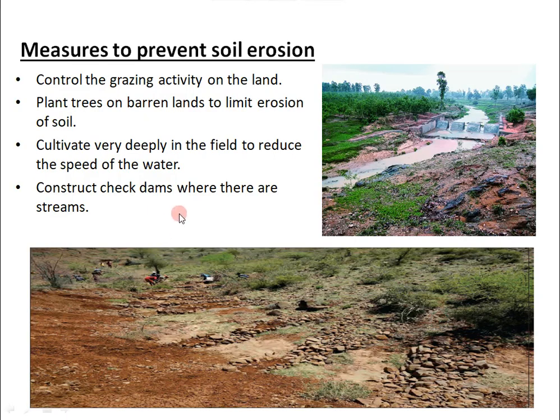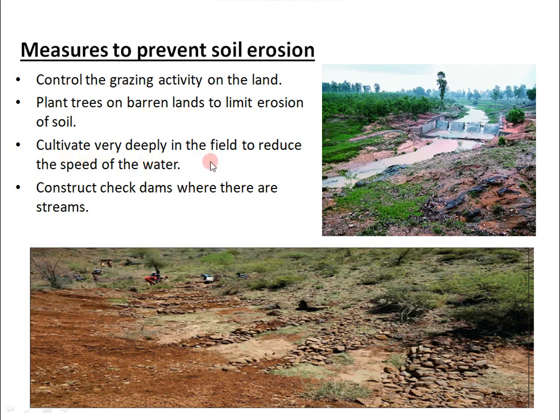Next, measures to prevent soil erosion. So what steps can we take to prevent soil erosion? Number one, control the grazing activity on the land, because if animals graze the plants, the soil will be removed fast. So first we should control grazing activity. And of course, we should plant more trees, especially on barren land.